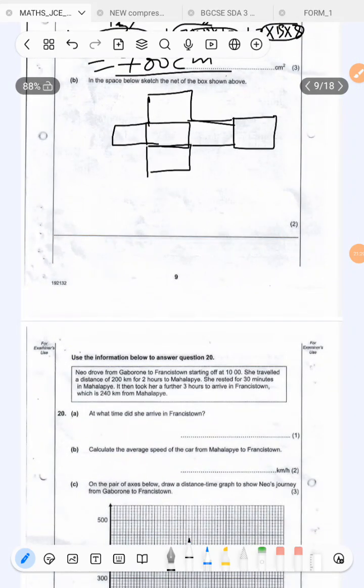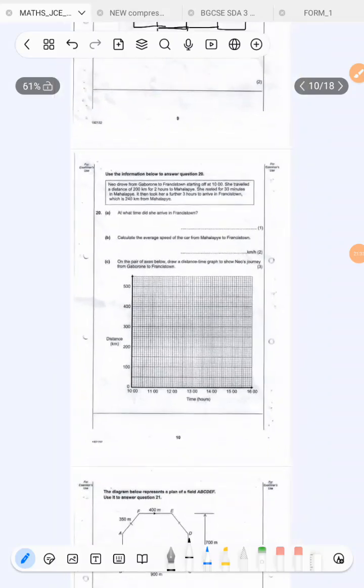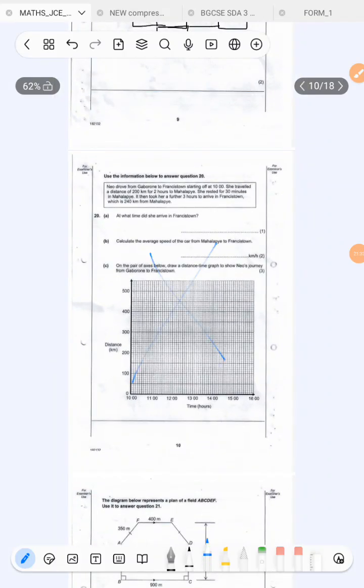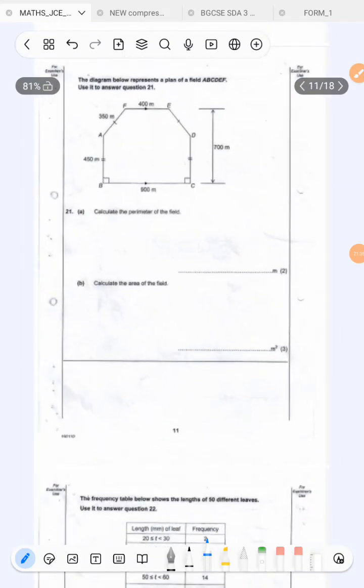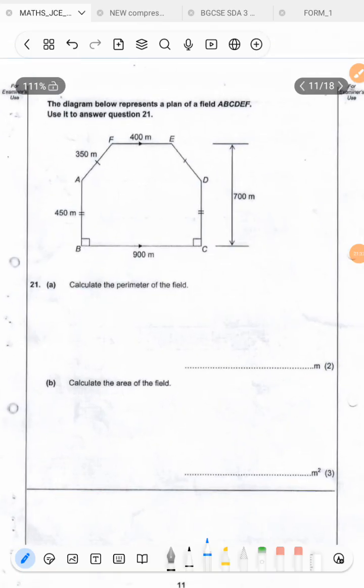That's the sketch. Also we're not going to answer this one. The graph questions, we can't really answer them because they take so much time. The diagram below represents a plan of a field A, B, C, D, E, F. Use it to answer question 21A. Calculate the perimeter of the field.